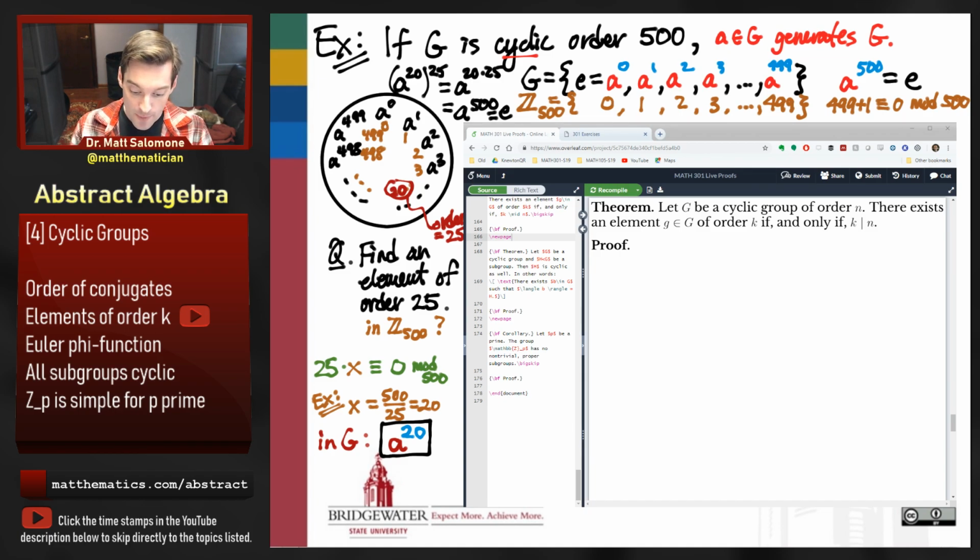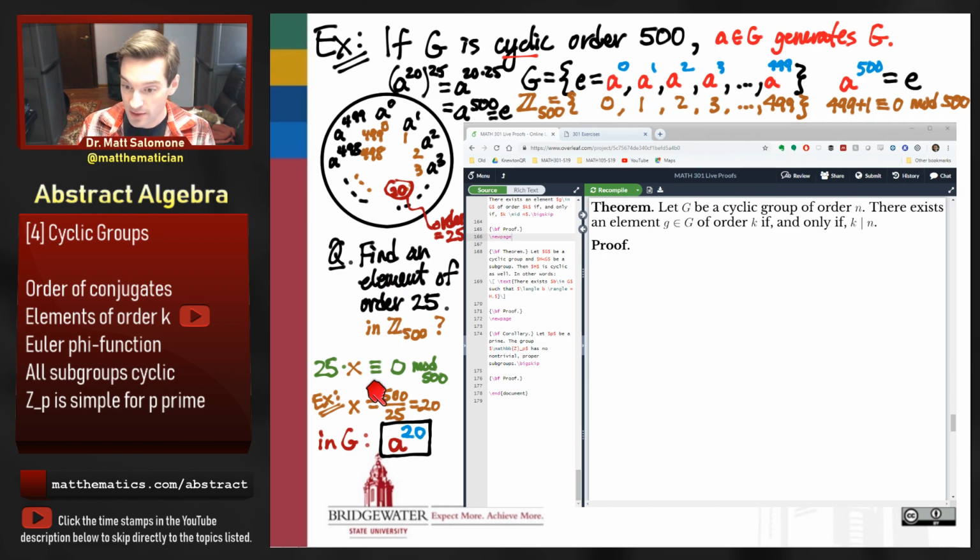So that's how we knew that the divisibility was enough. It was this step down here that convinced me that it was exactly because 25 was a divisor of 500 that I was able to solve this congruence so simply, to find an example of an element of order 25 inside of Z500. And because Z500 had it, so did my abstract cyclic group of order 500. So that's the main idea.